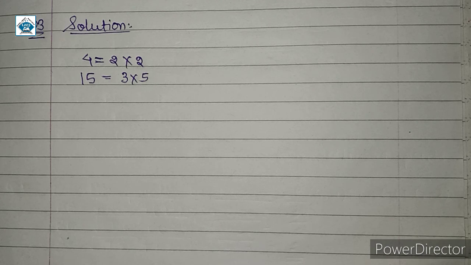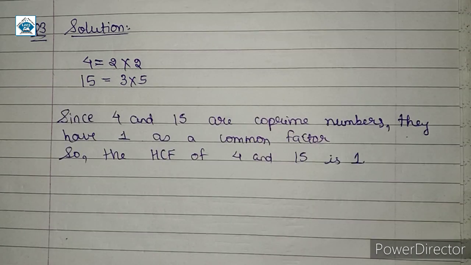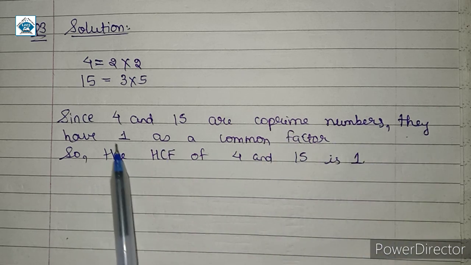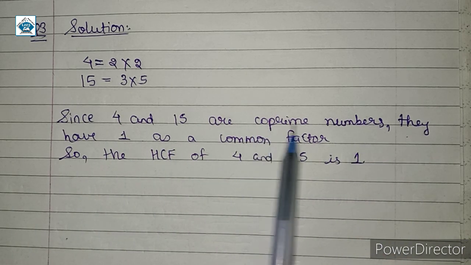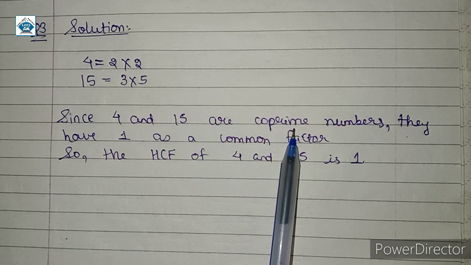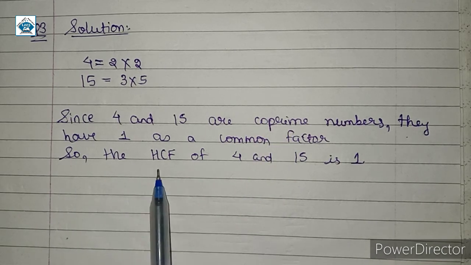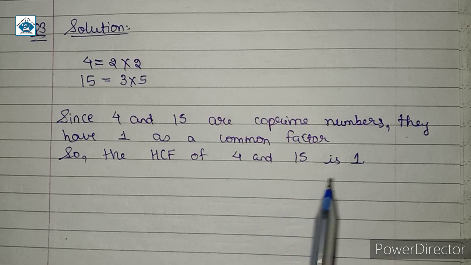HCF of two co-prime numbers will always be 1. There won't be any two numbers जिनका HCF 0 होगा, यानी कि HCF of any two numbers is never 0. So in this way you have to write the solution. Since 4 and 15 are co-prime numbers, they have 1 as a common factor. ये क्या है? Definition है co-prime numbers का. So the highest common factor of 4 and 15 is 1.